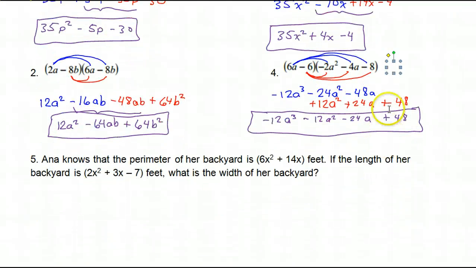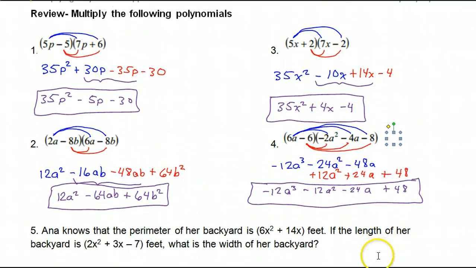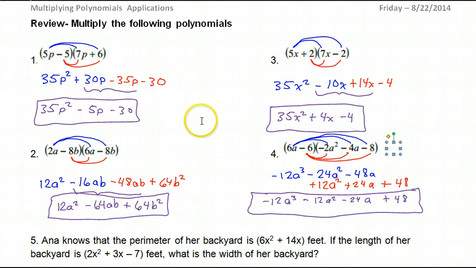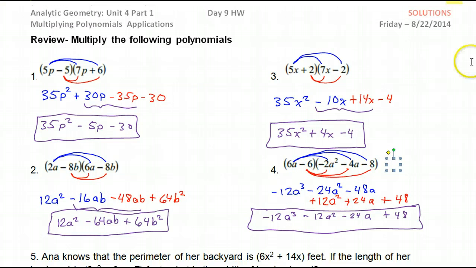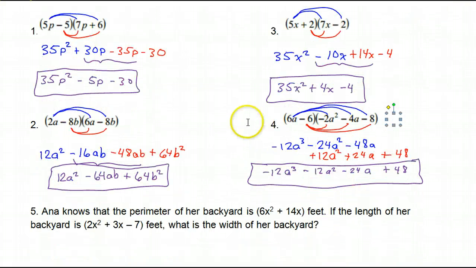Okay, so those are the 4 problems that were just straight multiplying polynomials. So I'm going to stop this video there. I hope this was helpful, and I will see you on the next video. I will pick up with these applications and sort of real world problems in the next video.